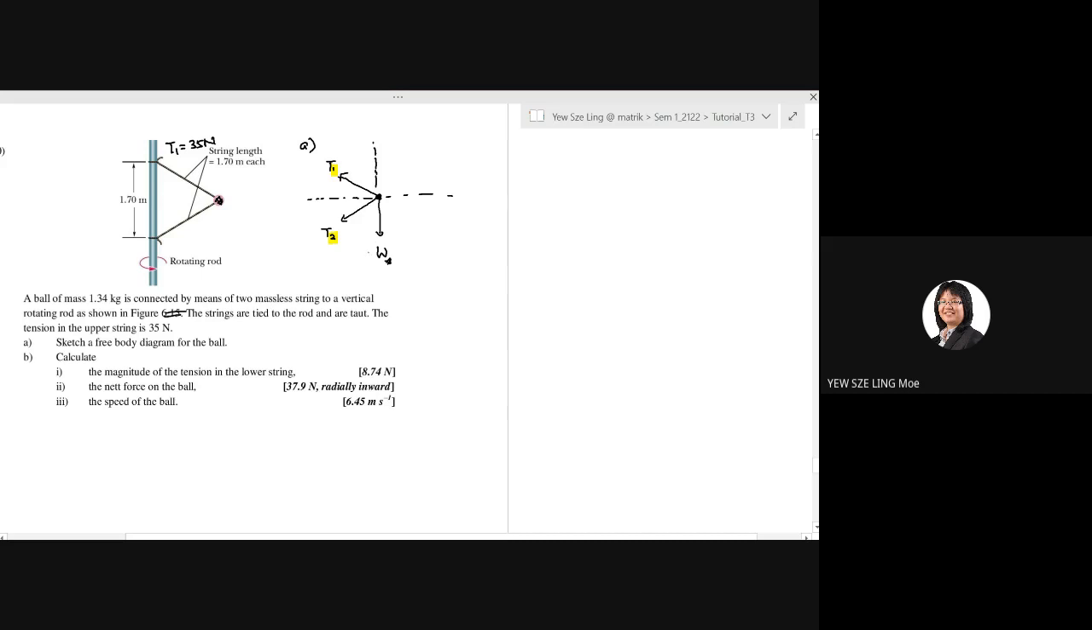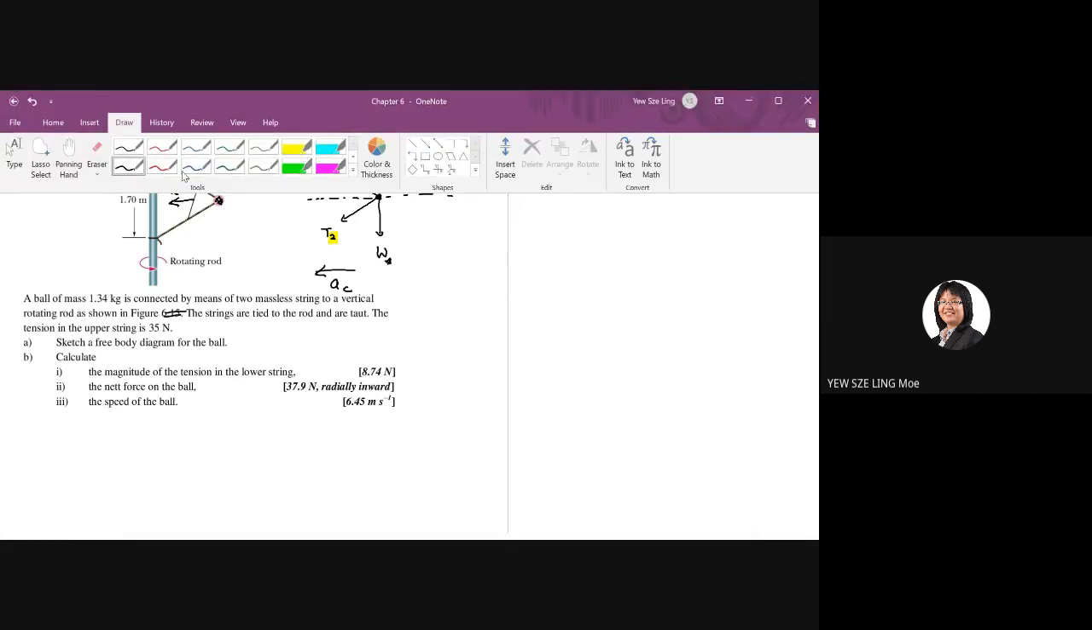And then what is the direction of my A? If you look at the diagram, obviously the A would be pointing towards the rod. So the rod is the center. Therefore, my AC is going to work in this direction. Right, so the free body diagram is now done: T1, T2, and W. Now let's look at question B.